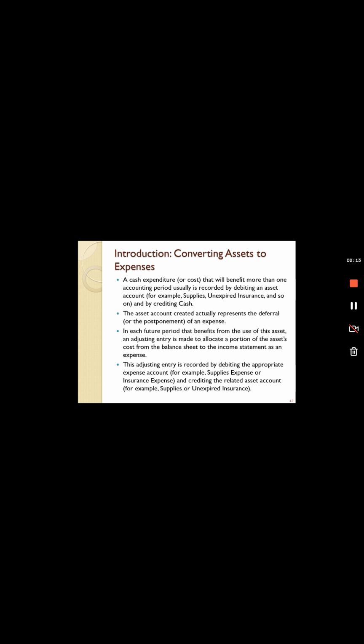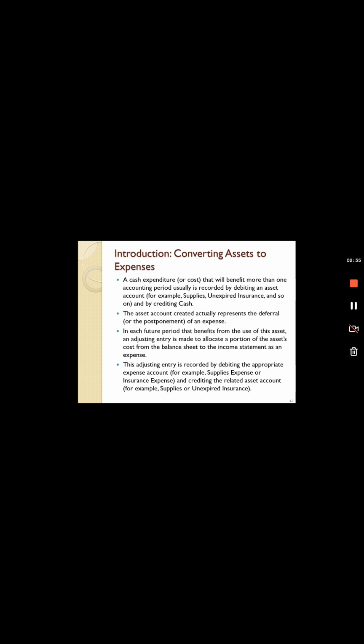Converting assets to expenses. A cash expenditure or cost that will benefit more than one accounting period usually is recorded by debiting an asset account, for example supplies, unexpired insurance and so on, and by crediting cash. The asset account created actually represents the deferral or the postponement of an expense.